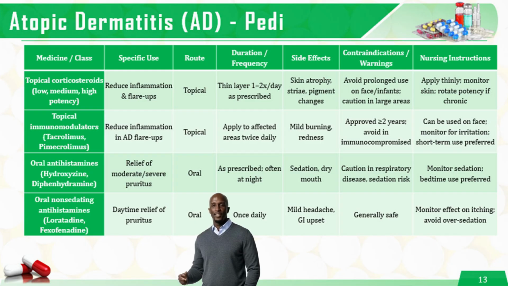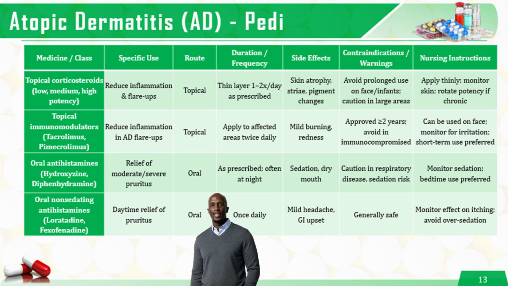Topical corticosteroids of varying potencies reduce inflammation during flare-ups. They should be used 1 to 2 times daily and only short-term on sensitive areas like the face or diaper region. Watch for side effects such as skin atrophy or pigment changes.